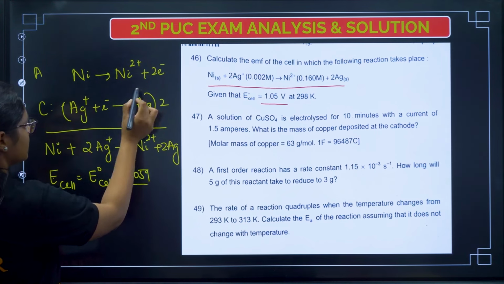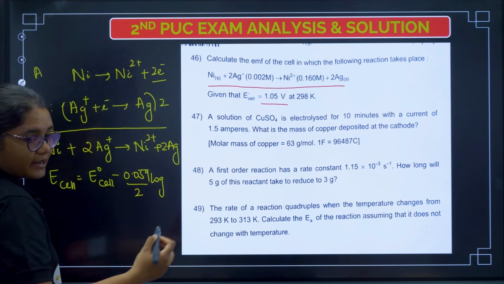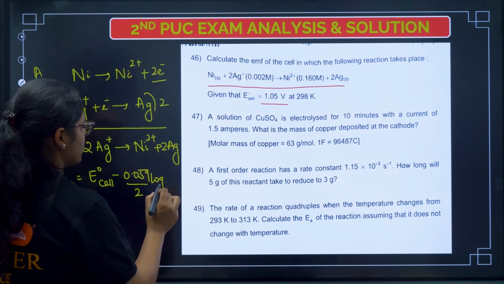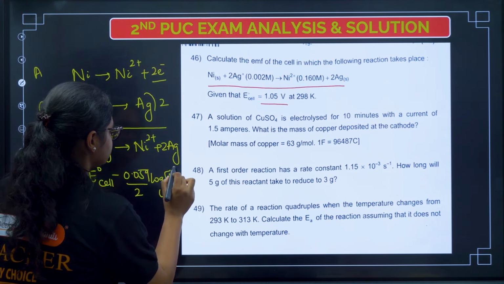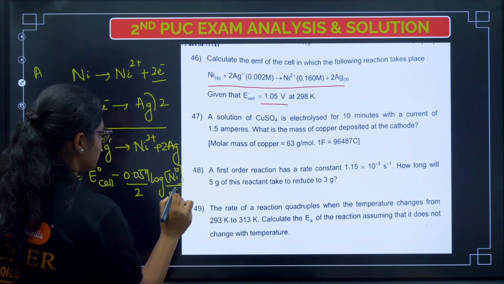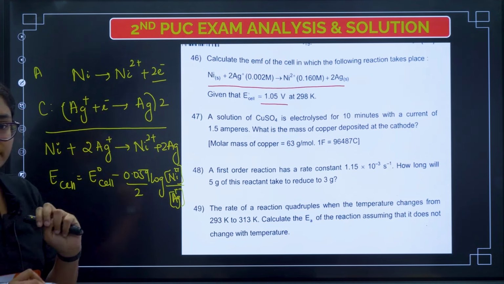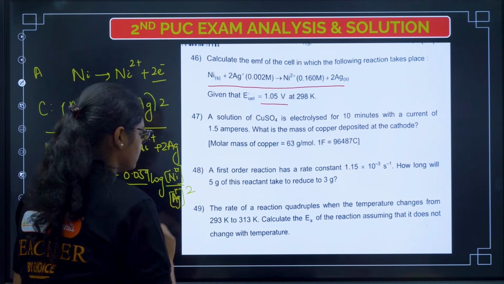So what is the n factor here? Number of electrons is 2. So 2 log of product ions divided by reactant ions. On the product side we have Ni2+, and on the reactant side we have Ag+. But here again you should be very careful. You have to take the coefficient as the power. So Ag+ is 2. So we will get 2 here.